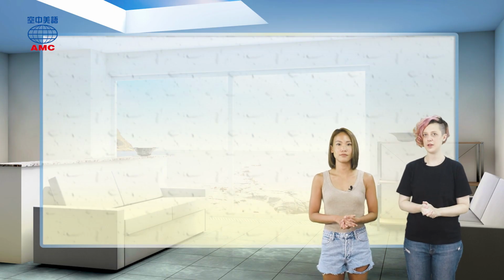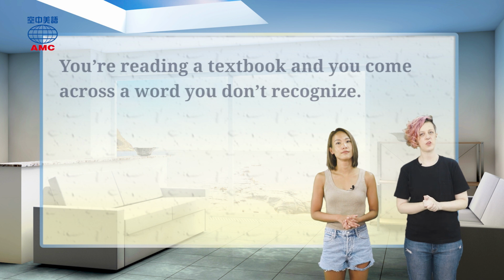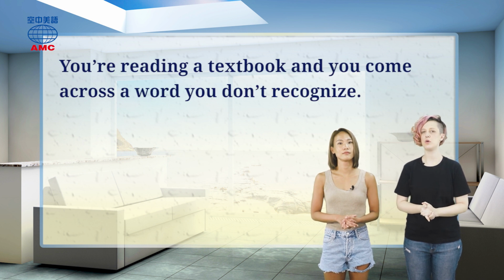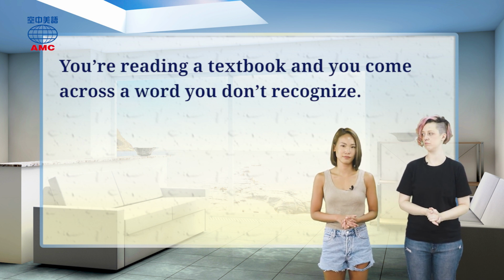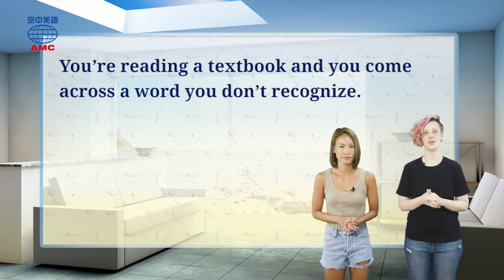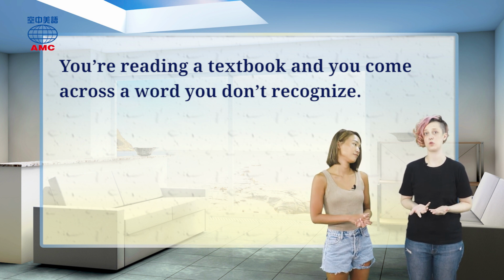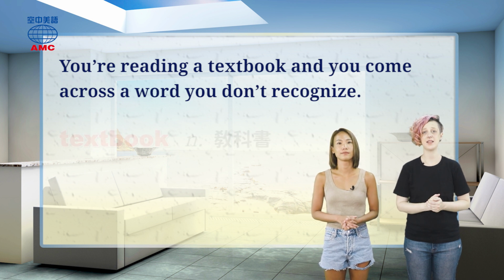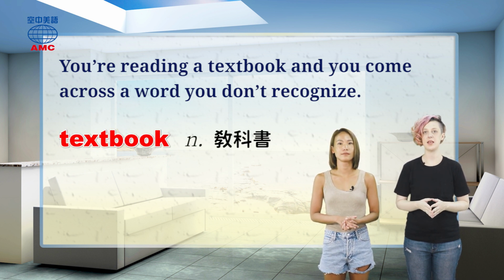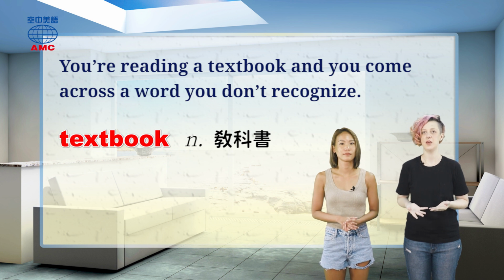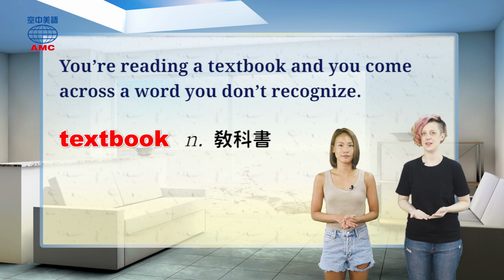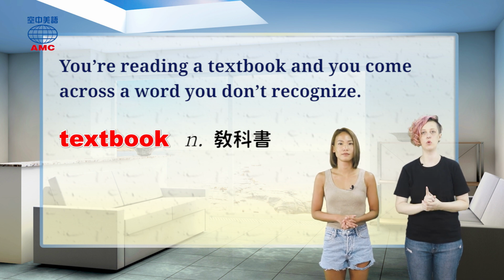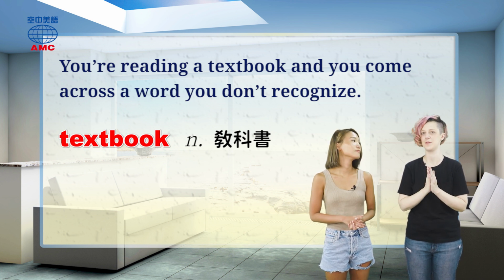Okay, our article starts out today saying, you're reading a textbook and you come across a word you don't recognize. That's a good example because that's probably something that happens a lot in school. Yeah. So the first word that we have right off the bat is textbook. Textbook is a noun and it's, as you can guess, a kind of book. It's a book that's used for school, for a particular class. And it talks about one subject at one level. So it's very, very specific.